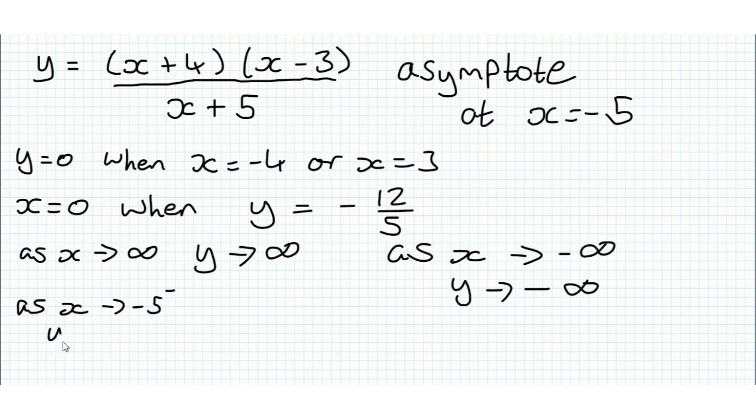So y tends to negative infinity, and as x approaches minus 5 from the positive direction, we have the opposite effect. We're coming from minus 3, minus 4 to minus 5, approaching minus 5, never quite getting there. So we're getting bigger and bigger fractions, but positive fractions, so y tends to infinity.